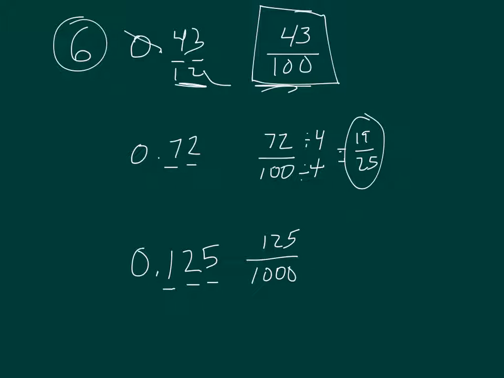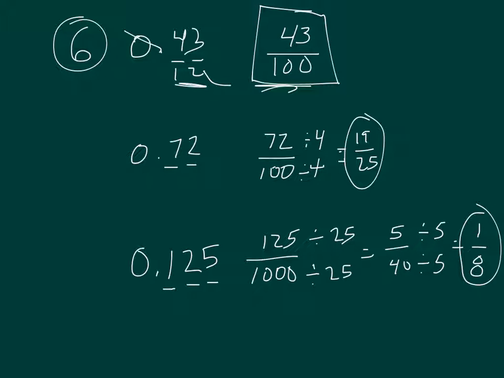And it turns out both of these are divisible by 25. So we divide them both by 25, and we end up getting 5 over, what was it, 40? But now they're still both divisible by 5, which means I need to keep reducing, and I end up getting 1 over 8. That would be the final answer there.